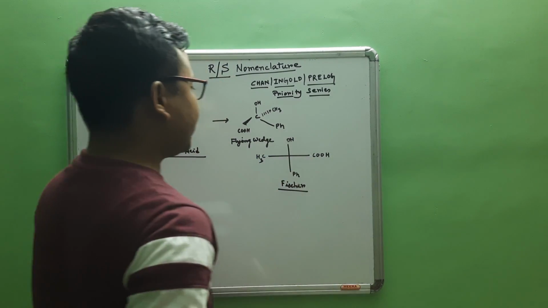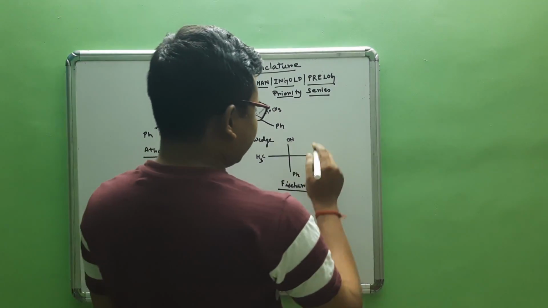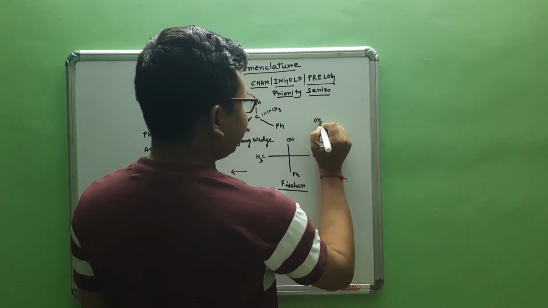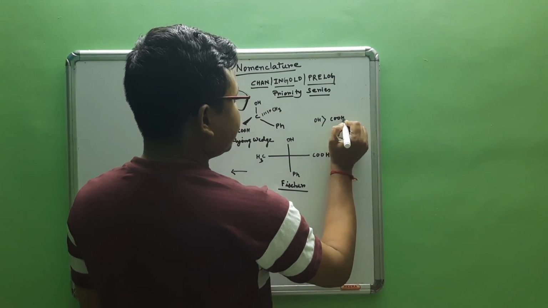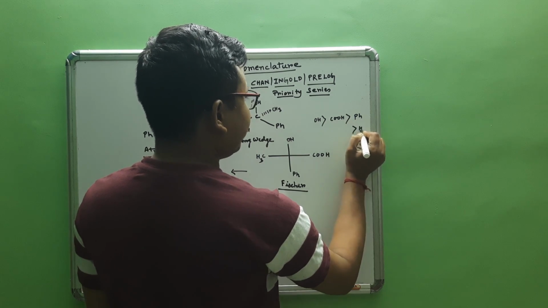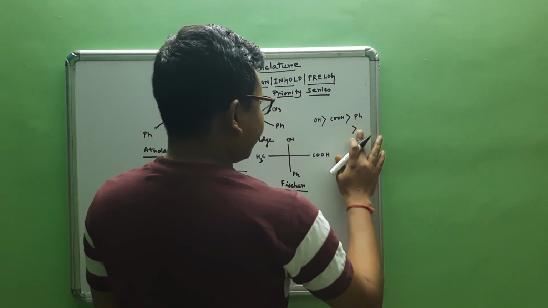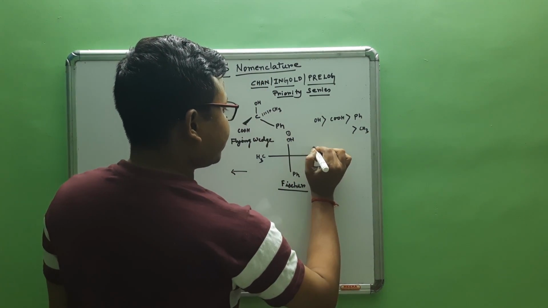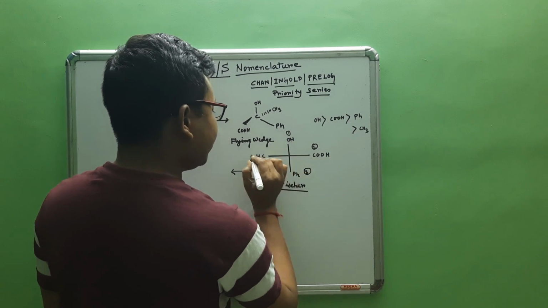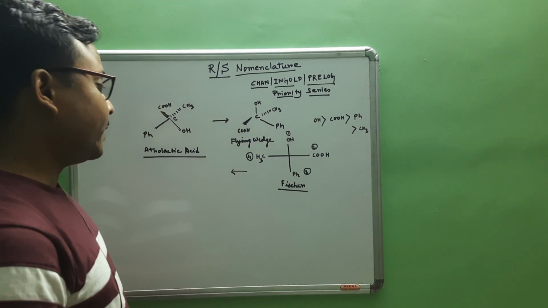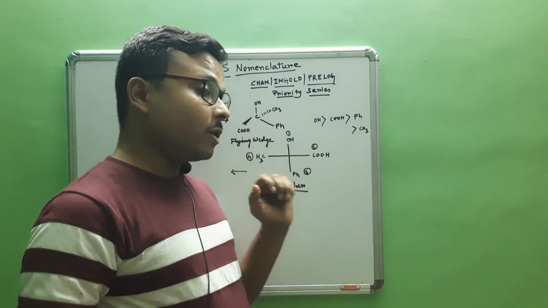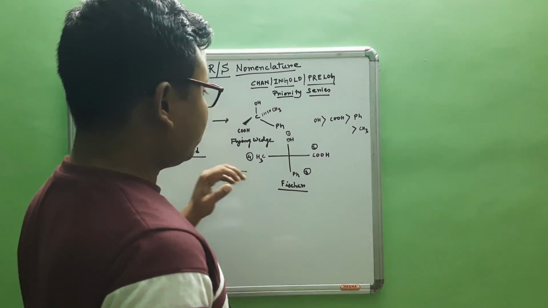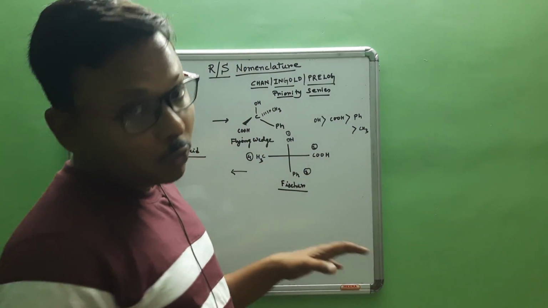Now the priority. What is the priority group? The priority is OH first, then COOH, then phenyl, then hydrogen. Sorry, here there is no hydrogen, this is CH3. So now this is 1, this is 2, this is 3, this is 4. Again the problem here: the lowest priority group is not in the vertical position, it is in the horizontal position. So we ought to make the lowest priority group vertical.